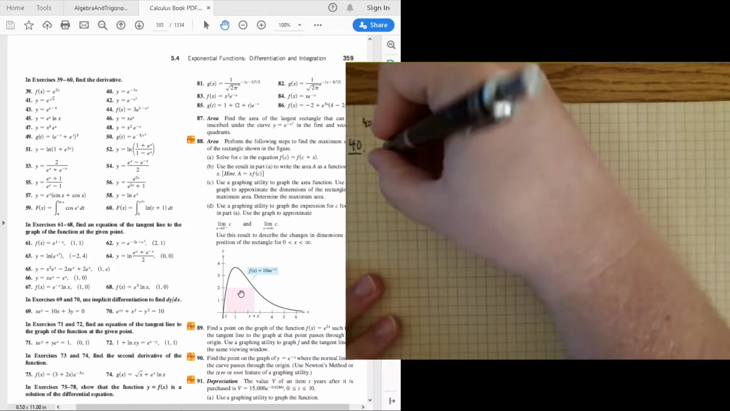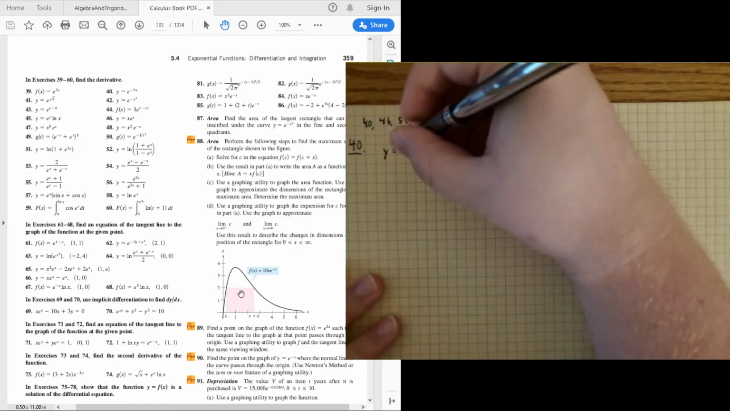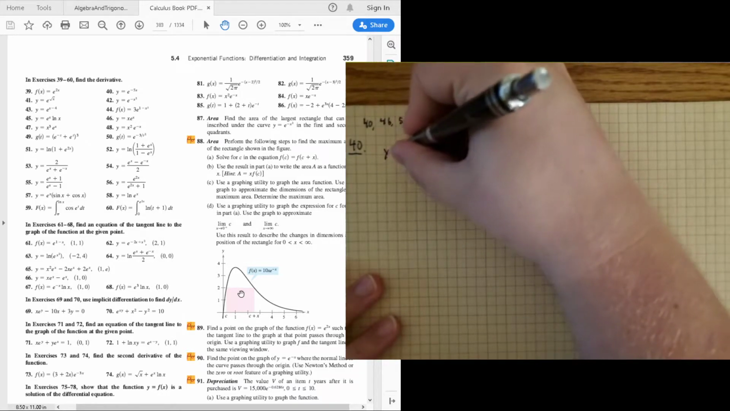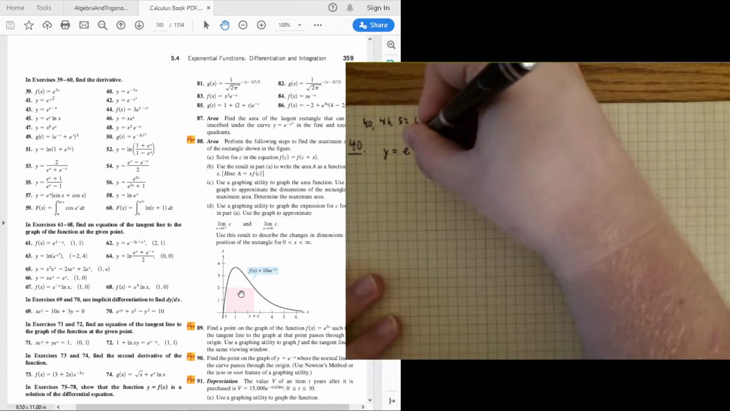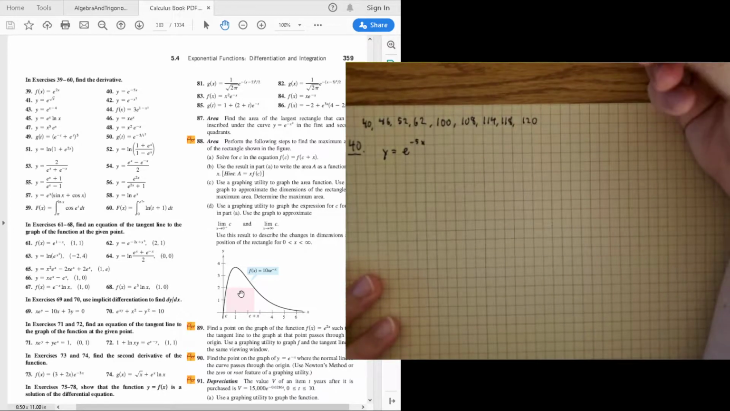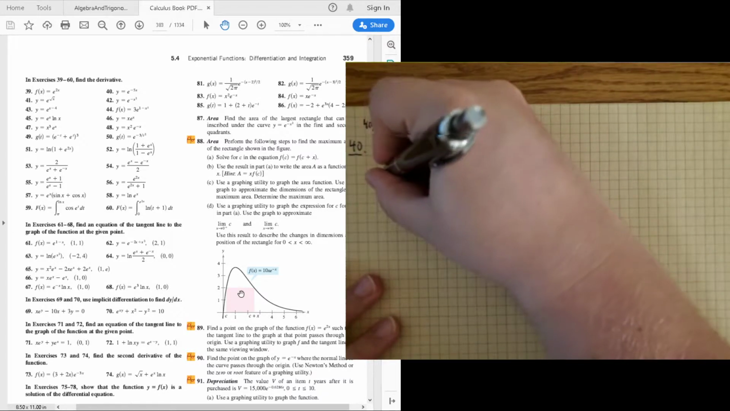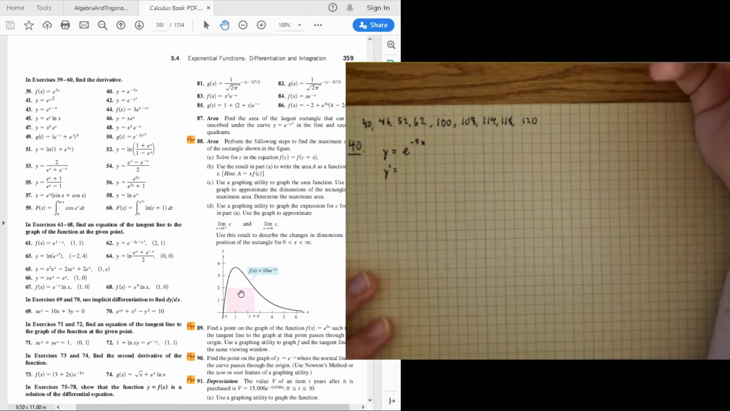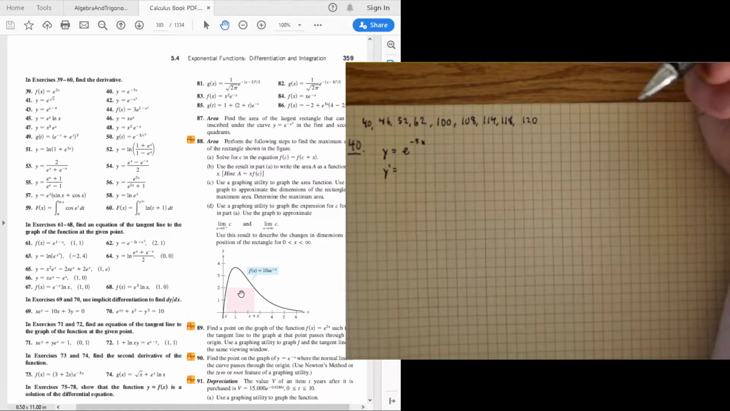Number 40 states we have y equals e to the negative fifth power of x. We want to find y prime. In this case, we can use a basic chain rule, which involves theorem 5.11, part 2.